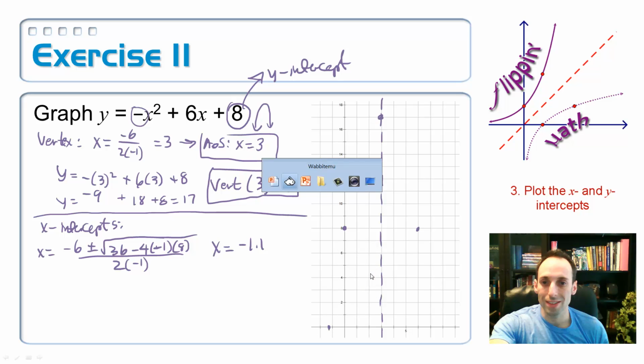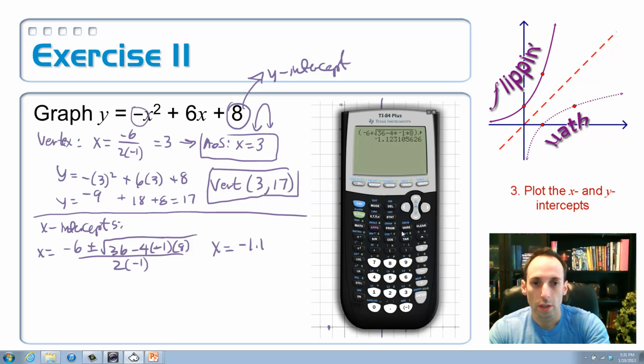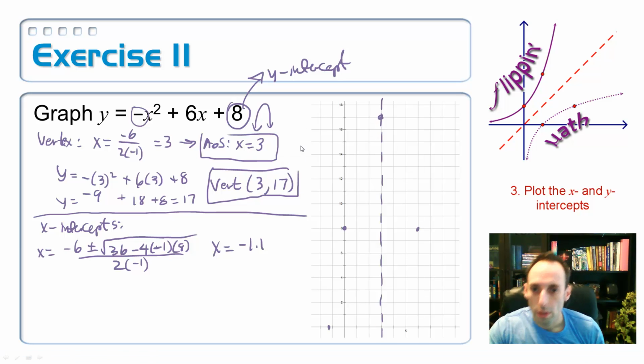Okay, let's find the second one very easily. Just scrolling up here, changing this plus sign to a minus sign, like this, and we get 7.1-ish.